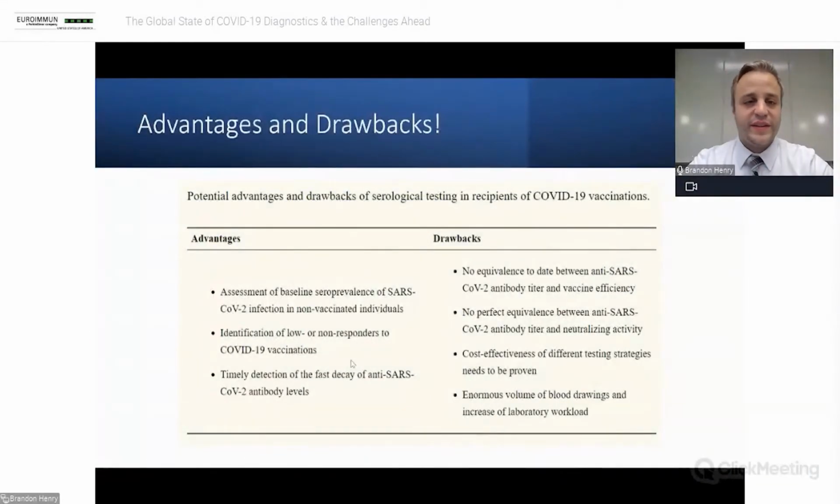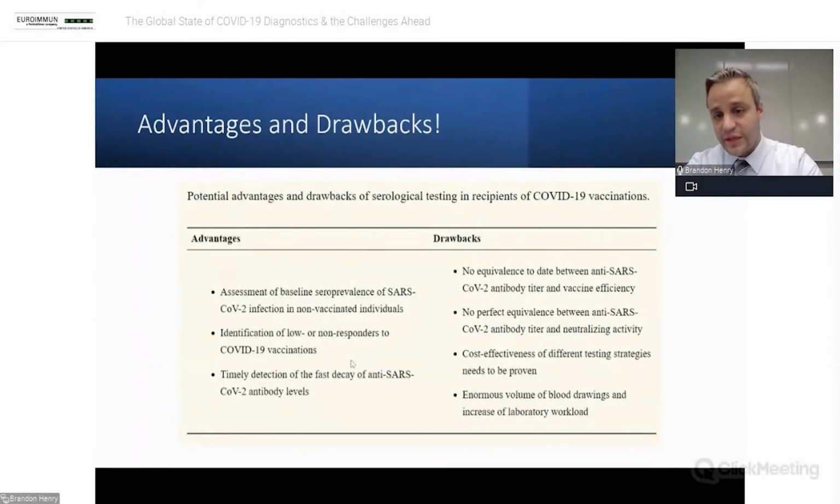So finally, what are the advantages and drawbacks? I think the big advantage is we can have a program that allows us to track and personalize vaccination, know when to provide boosters, and provides lots of data about the population, able to tailor healthcare according to individuals via serologic monitoring programs. We're able to identify lower responders after vaccination and provide them boosters earlier than the general population. And again, the timely detection of fast decay of antibody levels, especially when we're dealing with surges and an unpredictable pattern of this disease.